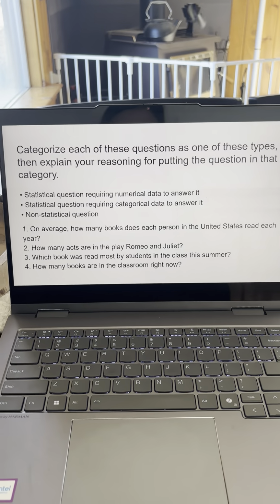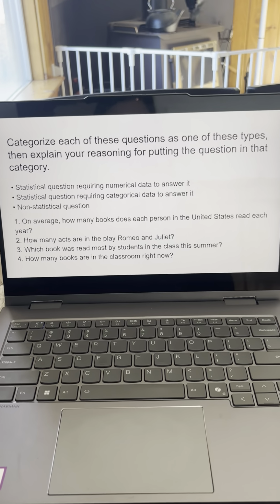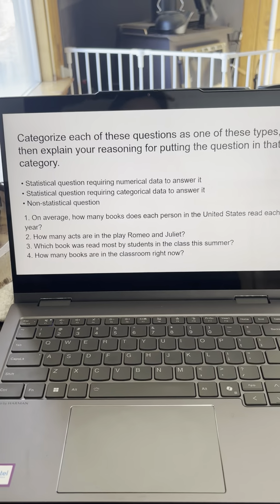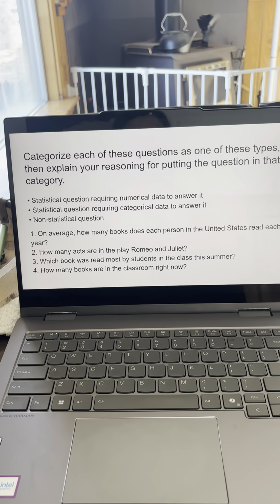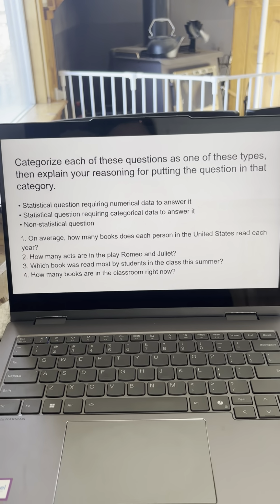Number 2, how many acts are in the play Romeo and Juliet? That's going to be a non-statistical question because there's only one answer that makes that true. There's only 13 acts. I can't say there's 6 because that wouldn't be a true answer.